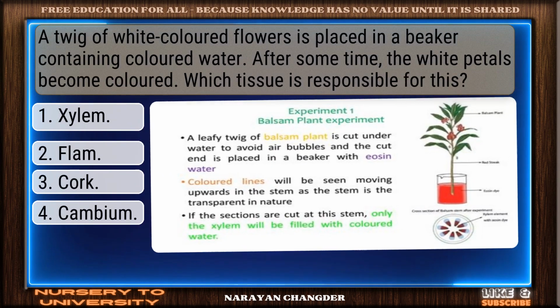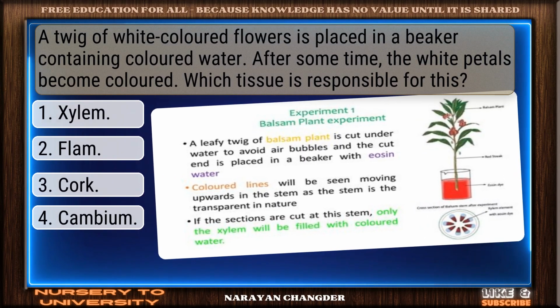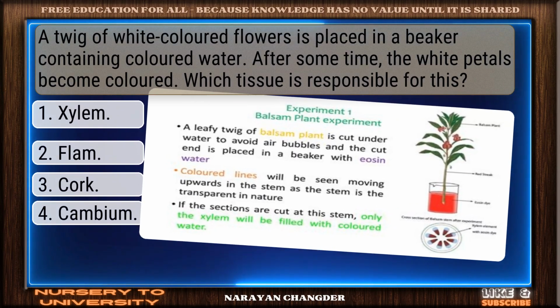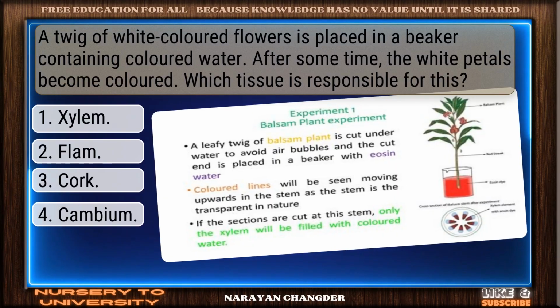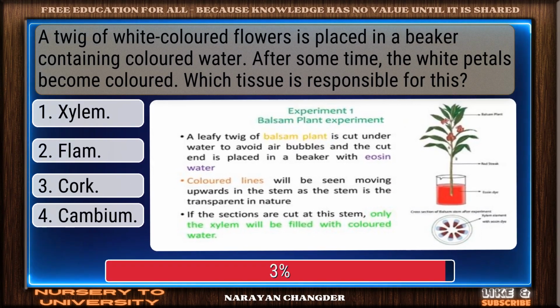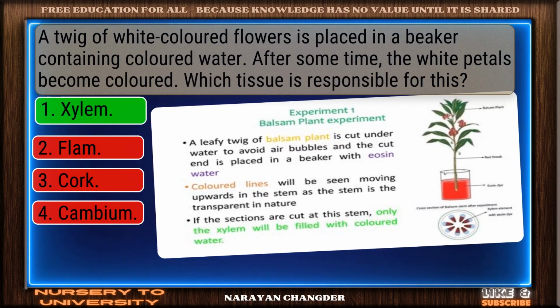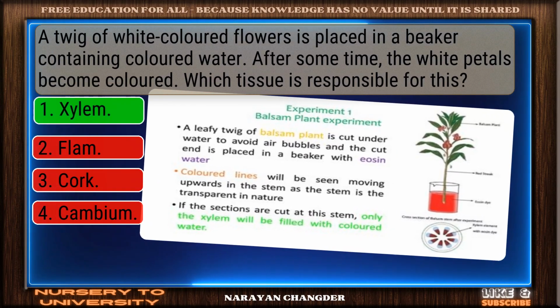Question number 8. A twig of white-colored flowers is placed in a beaker containing colored water. After some time, the white petals become colored. Which tissue is responsible for this? Nicely done. Xylem is a solid answer.